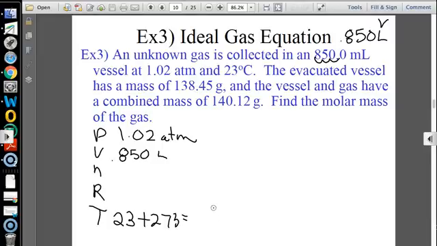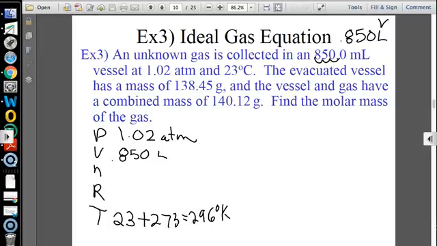So you can kind of see I'm filling this in. It's nice, right? The evacuated vessel has a mass of 138.5, and the vessel and the gas have a combined mass of 144.2. Let me ask you a question. Does it matter how much the vessel it's in weighs?